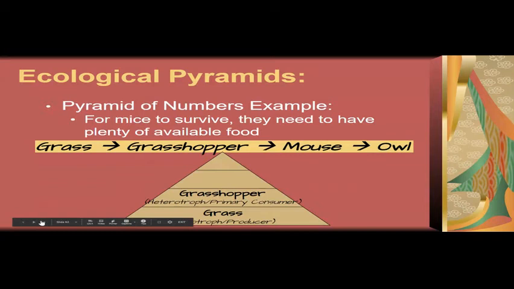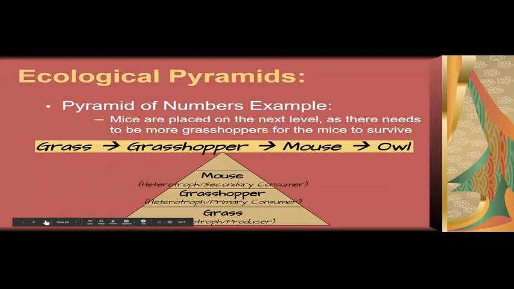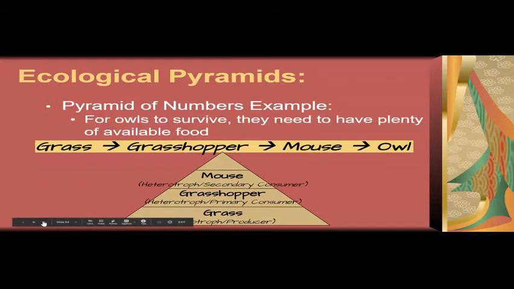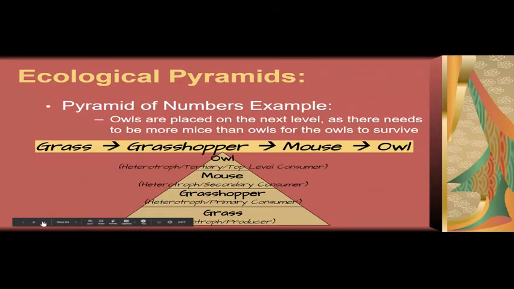For mice to survive, they need to have plenty of available food. Mice are placed on the next level as there needs to be more grasshoppers for the mice to survive. And for owls to survive, they need to have plenty of available food. And so owls are placed on the next level as there needs to be more mice than owls for the owls to survive.